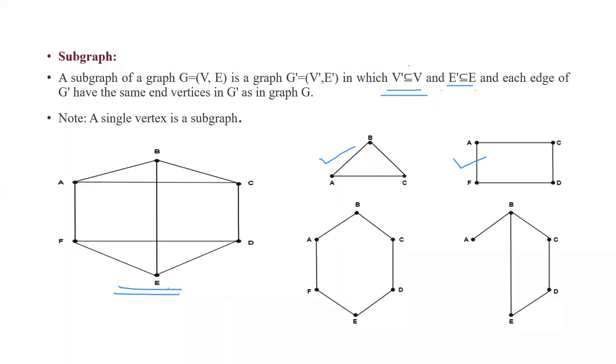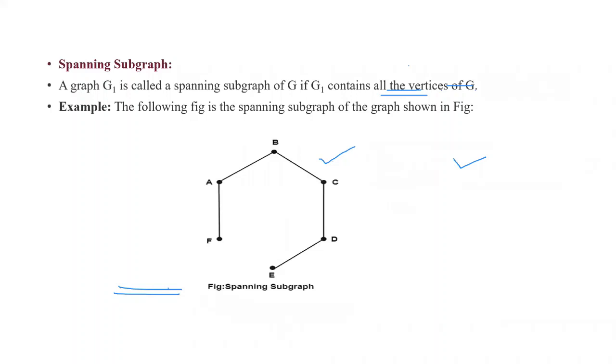So next is the spanning subgraph. So what is a spanning subgraph? A graph G1 is called a spanning subgraph of G if G1 contains all the vertices of G. Whatever graph is given, whenever you draw a spanning subgraph from that graph, this spanning subgraph must contain all the vertices of that graph.